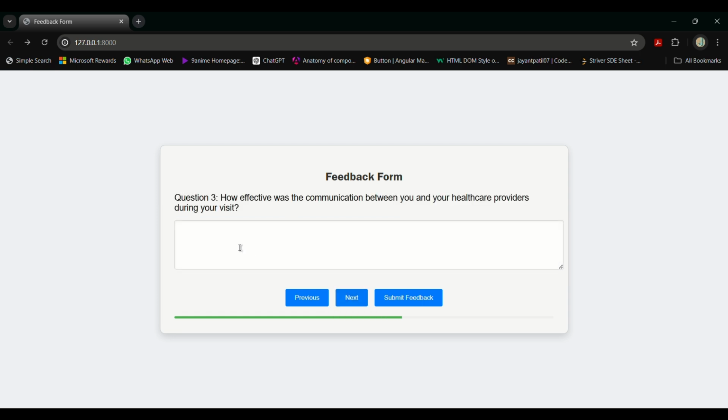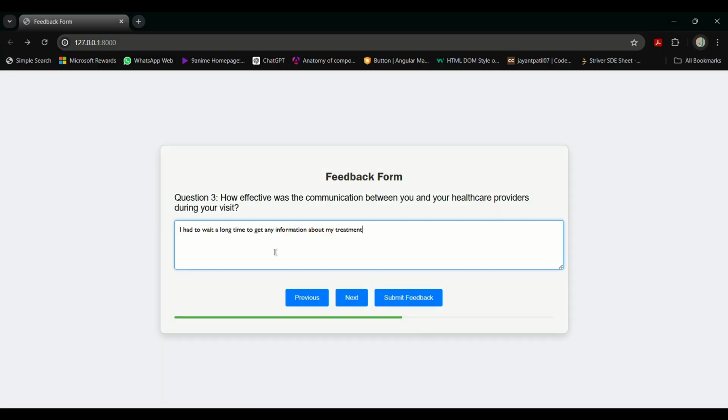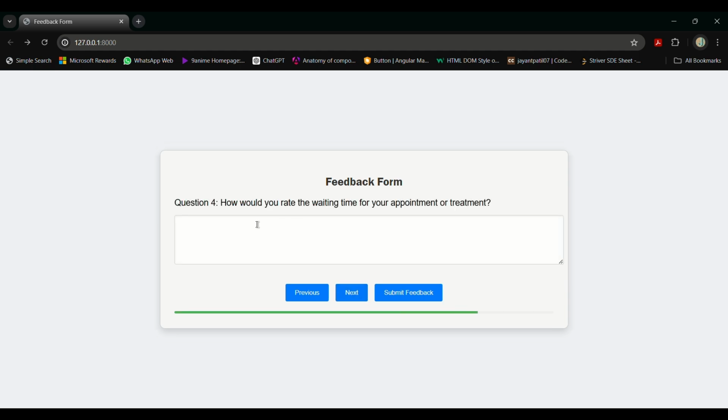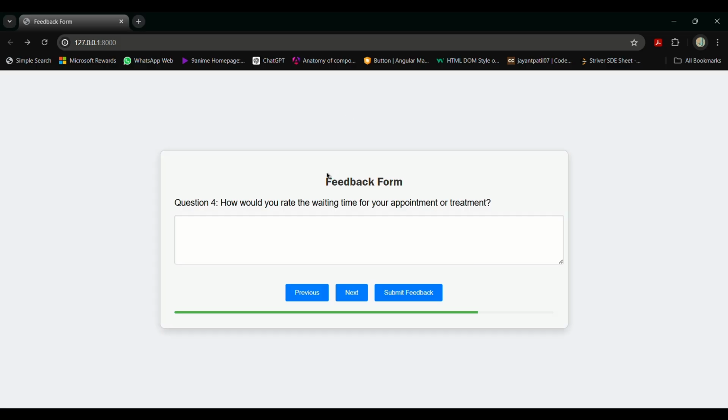Next is, how effective was the communication between you and your healthcare provider during your visit? Now this is a negative review. As you can see, the sentiment is negative. And as the wording also suggests, I had to wait a long time to get any information about my treatment. Next is, how would you rate the waiting time of your appointment or treatment? Now its answer is also negative, which is the waiting time was long and frustrating.